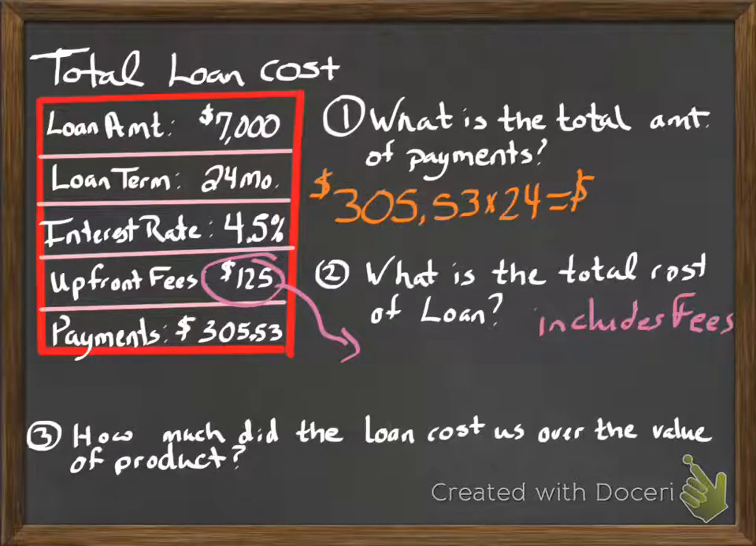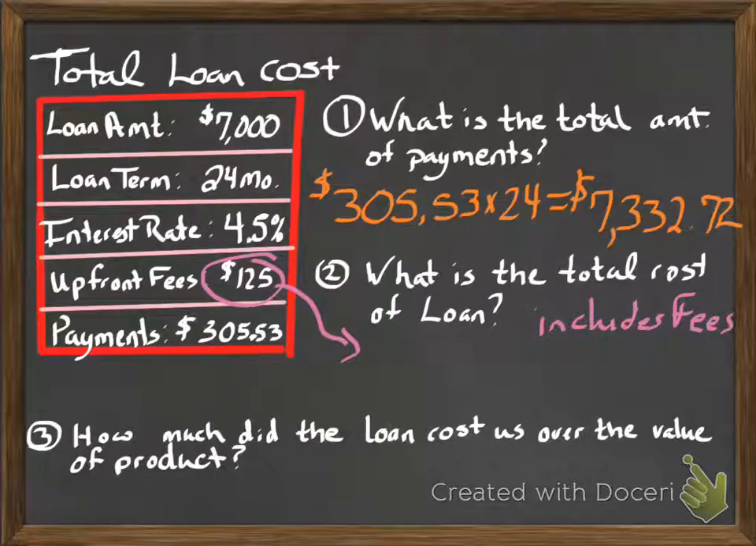Is that going to be more or less than the $7,000? More, because it's including what? Interest. $7,332.72. Yes, ma'am. Okay.